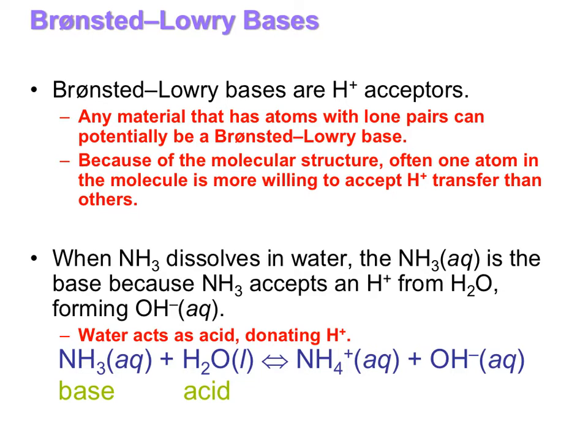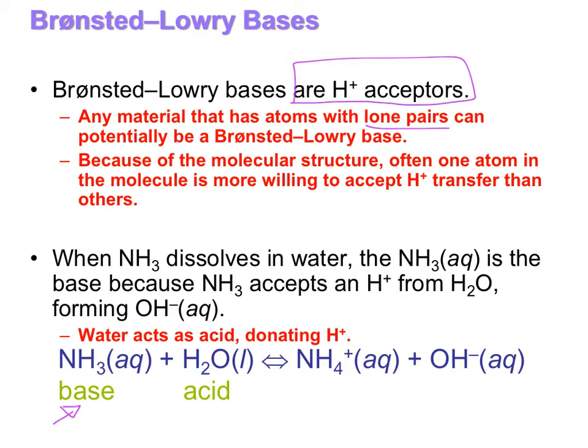So now what about the opposite? We have Bronsted-Lowry bases, right? Bronsted-Lowry bases by definition are just H+ acceptors, right? That's the only requirement. And it has to have that lone pair in order to take it. So in this particular example, we have NH3 acting as a base.